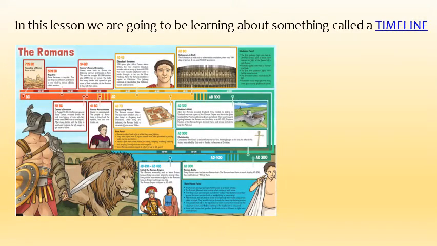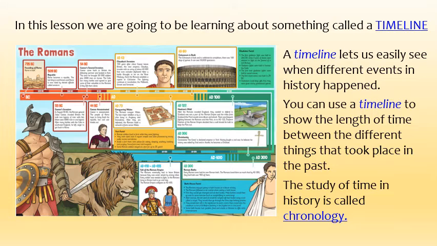In this lesson, we are going to be learning about something called a timeline. A timeline lets us easily see when different events in history happened. You can use a timeline to show the length of time between the different things that took place in the past. The study of time in history is called chronology. Can you repeat the word chronology?